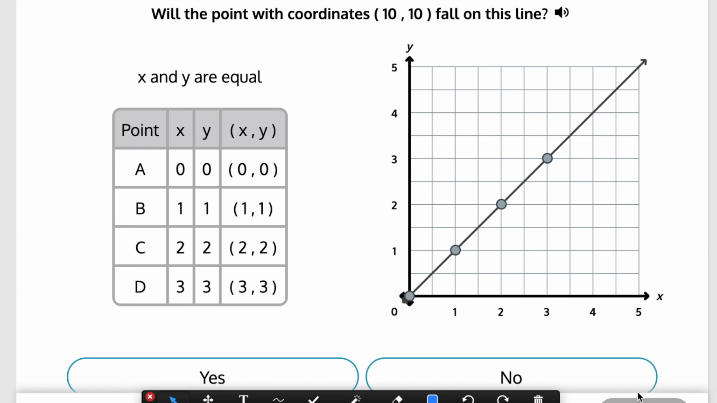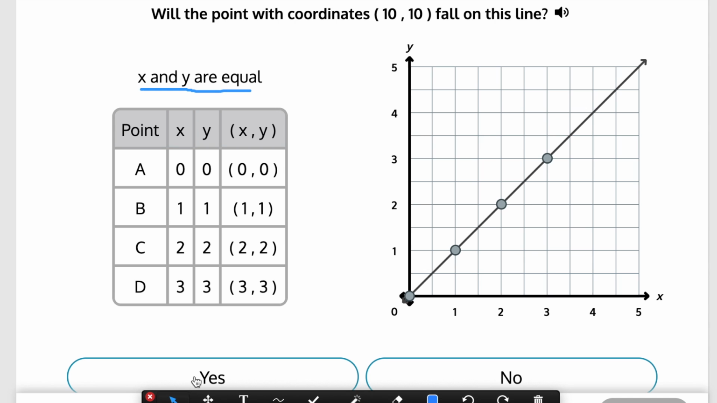So we want to think about if the point 10, 10 will fall on this line. But we're not going to use the picture this time. We're not going to use the coordinate plane. We have to think about the rule that x and y are equal. So what do you think? Will the point 10, 10 fall on the line? Vote in Zoom or give a thumbs up or thumbs down in the classroom.